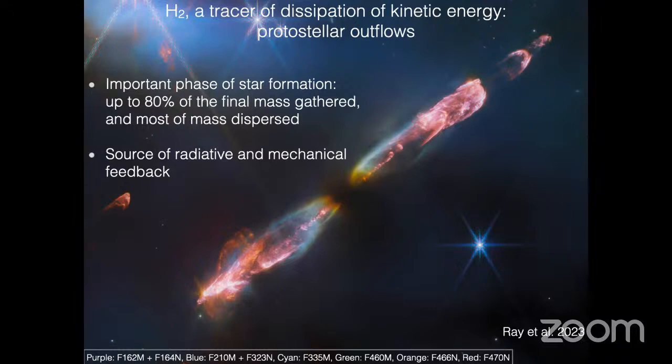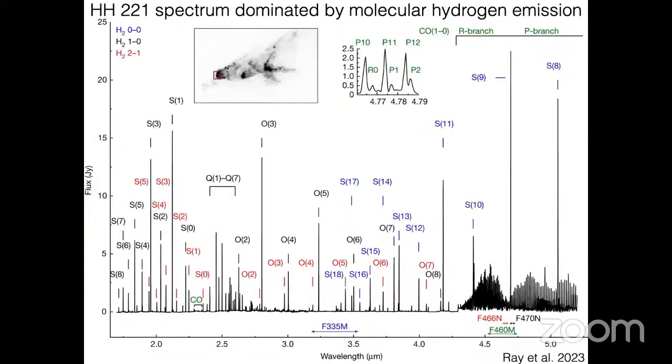All of those filters, except maybe the last one, the 4-micron filter, which is dominated by the ladder of CO, all of the other filters, from the purple to the orange one, are dominated by H2. So here we've got a clear source of mechanical and radiative feedback. And when you look at the spectrum, it's actually a barcode of H2 with, as I was saying, CO, the R and P branch of CO.